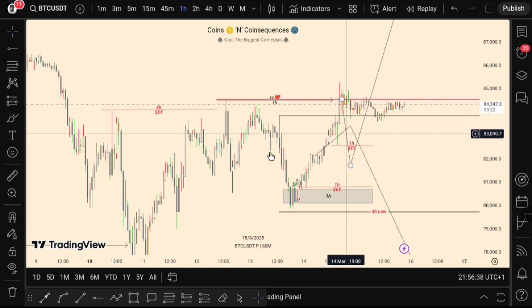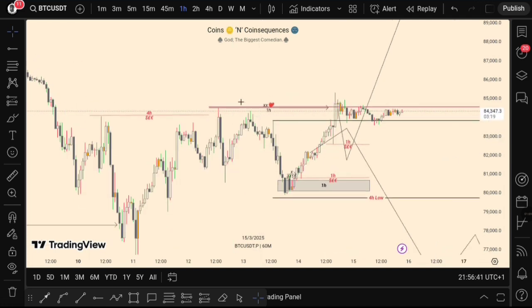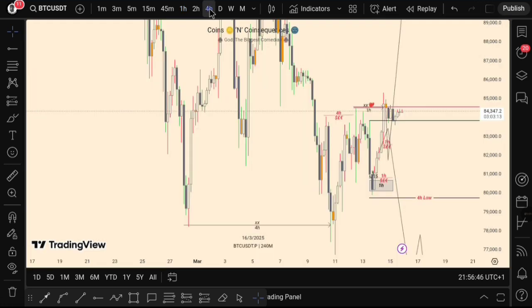So I won't be selling from this high. Why won't I be selling from this high? Let's go to the 4 hour time frame. Let's make it as quick as possible.